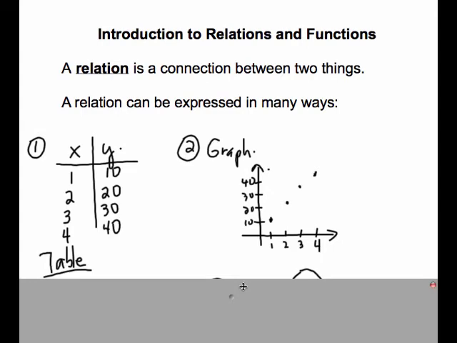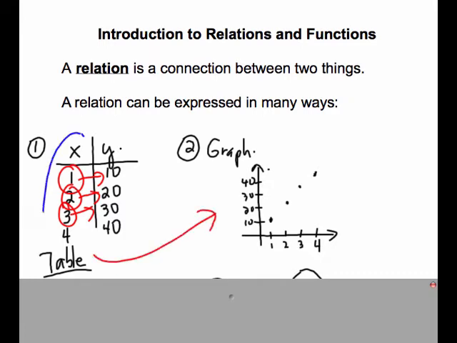We can have a table of information. So we could have one thing connected to another. It might be if you work for 1 hour, you get paid $10. 2 hours, you get paid $20. Okay, 3 hours is $30. There's an obvious pattern here. We could translate that table, that numerical information, over to a graph.